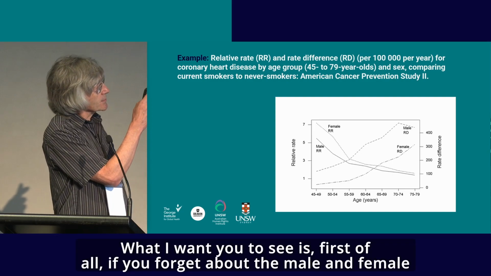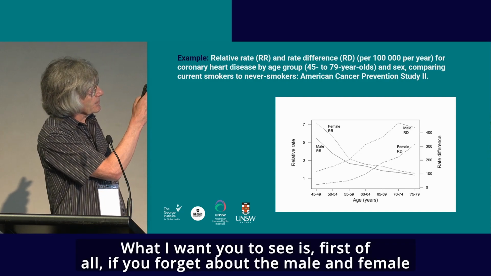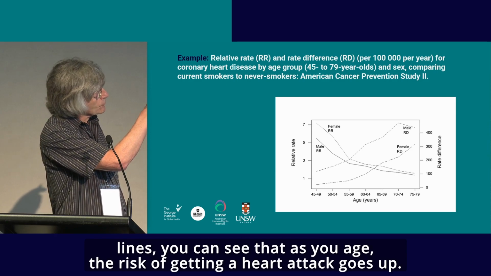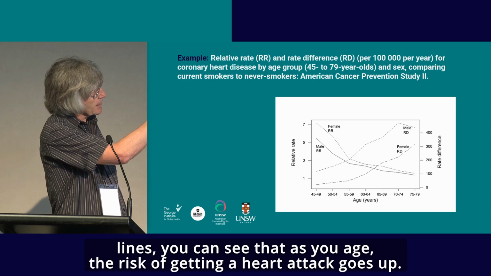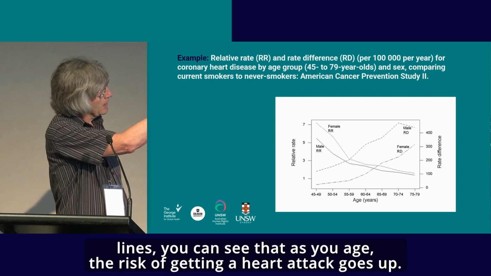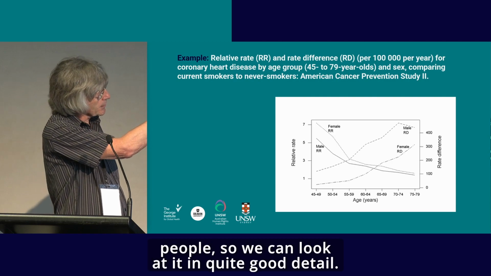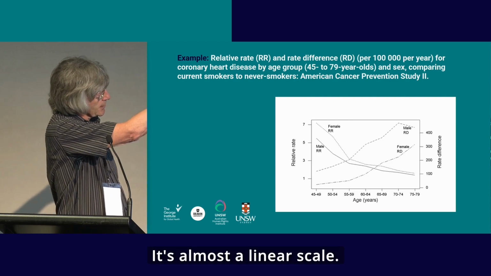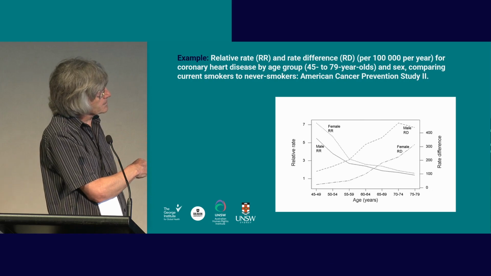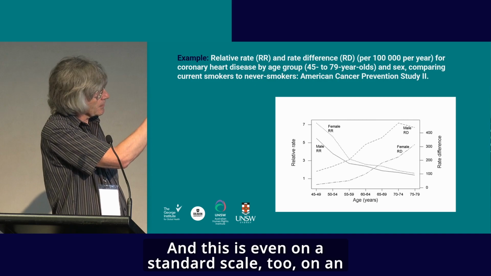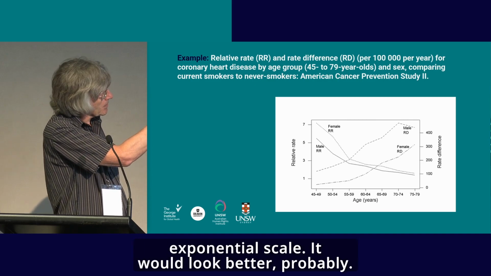What I want you to see is, first of all, if you forget about the male and female lines, you can see that as you age, the risk of getting a heart attack goes up. This is a data set of about 1 million people, so we can look at it in quite good detail. It's almost a linear scale. And this is even on a standard scale too. On an exponential scale, it would look better probably.